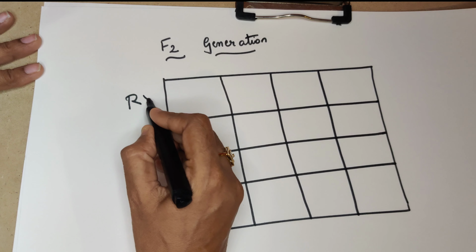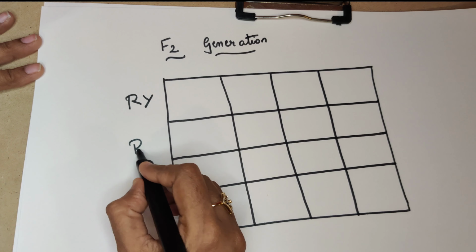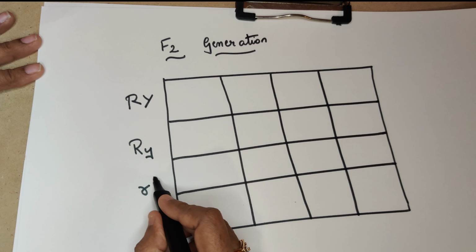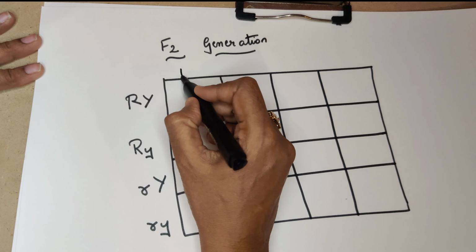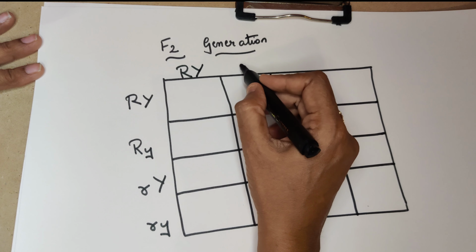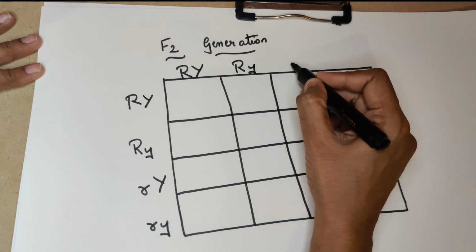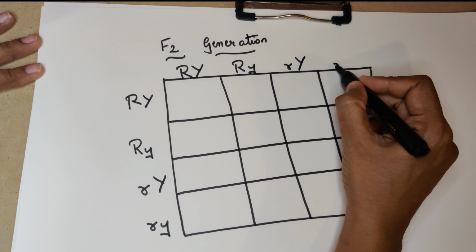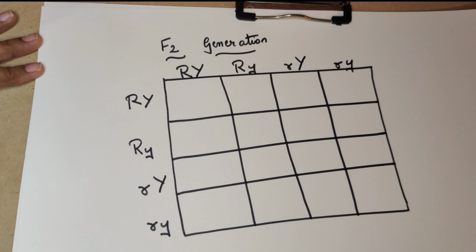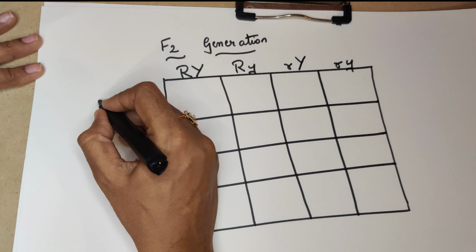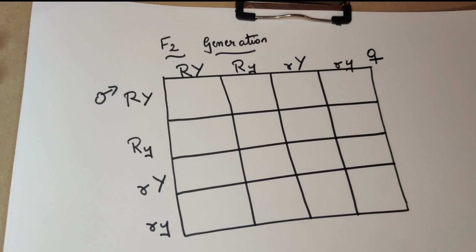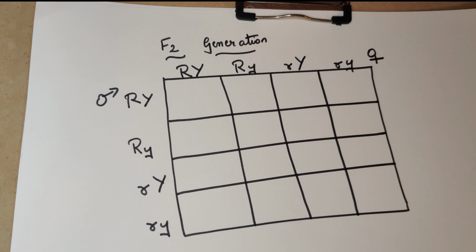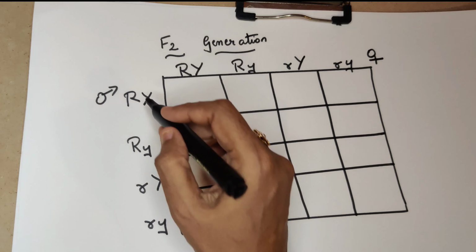I am writing capital R, capital Y, capital R, small y, small r, capital Y, small r, small y. Then capital R, capital Y, same, only here. So one side we are going to take as male, and this side we'll take as female, considering both the parents who are involved in this cross. Now let us work out the combinations.